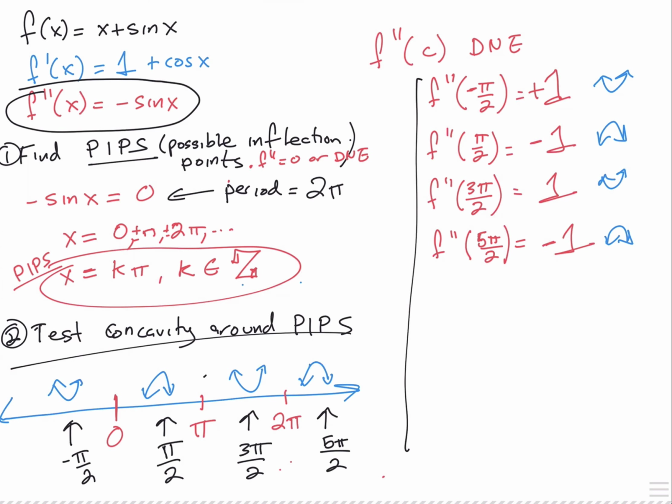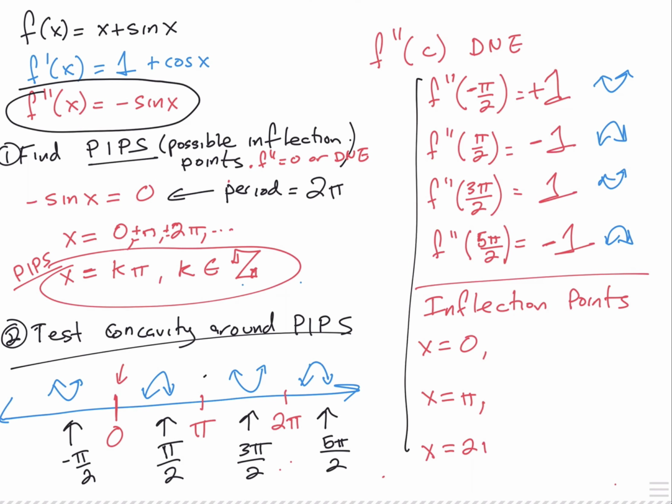So then what does that mean about these points right here? So I have inflection points. I have one at 0. I have one at pi. And I have one at 2 pi. Okay, now you have to be a little bit careful. So those are the x values, right? But the one thing that you have to be careful with is make sure that the function is defined there.